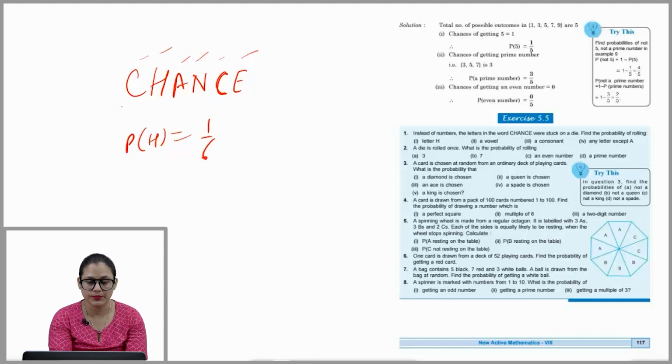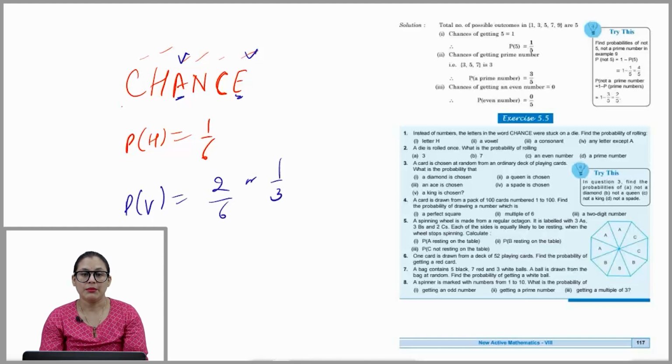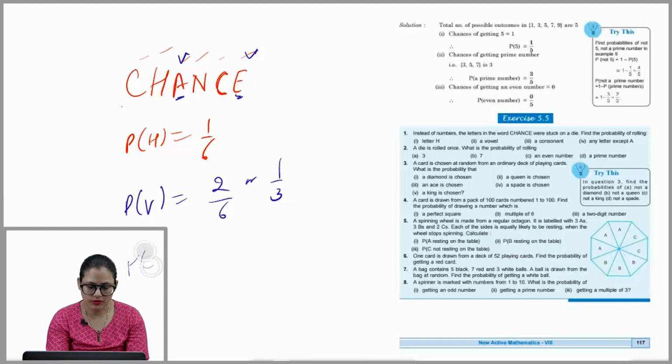Next is vowel. Can you see how many vowels are there? This is a vowel, this is also a vowel. So probability of getting a vowel is 2 by 6 or 1 by 3. Number 3, a consonant. If 2 are vowels, then the remaining letters are consonants. That means 4 by 6, that is 2 by 3.